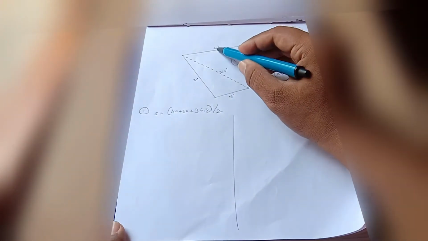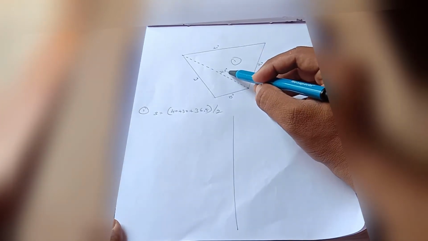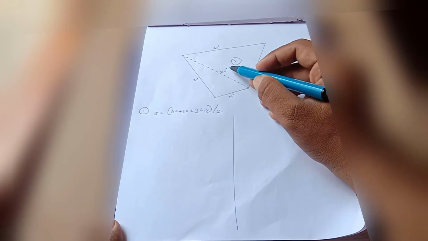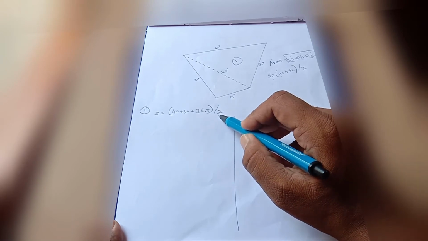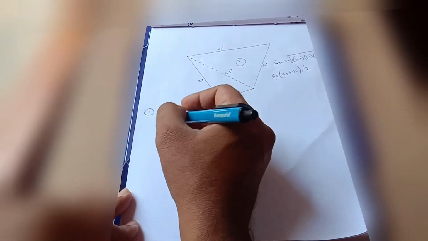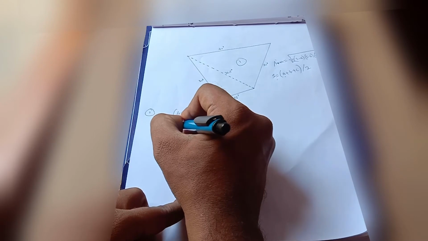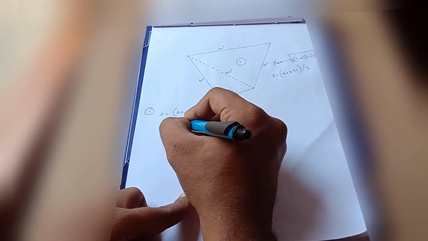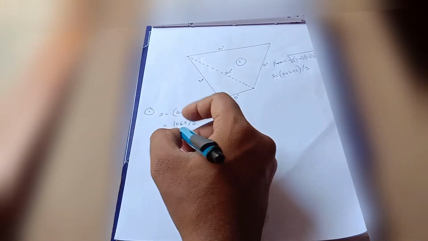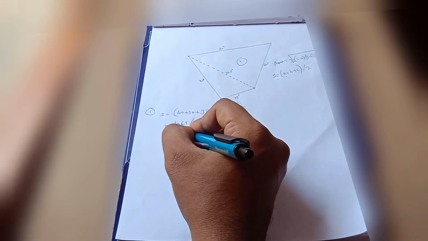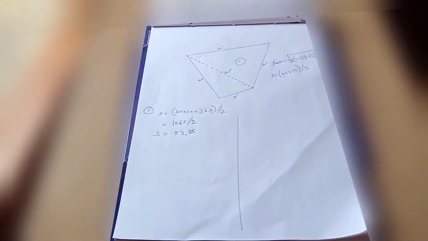Now you can see one side is 40 feet, another side is 30 feet, and another side of the triangle is 36.5 feet. So these three numbers we used here: 40 feet plus 30 feet plus 36.5 feet divided by 2. That is, 40 plus 30 is 70, right? 106.5 divided by 2. After we divide, we get 53.25. So this is the s value. So the s value is 53.25.